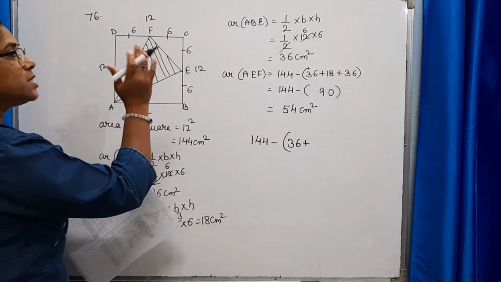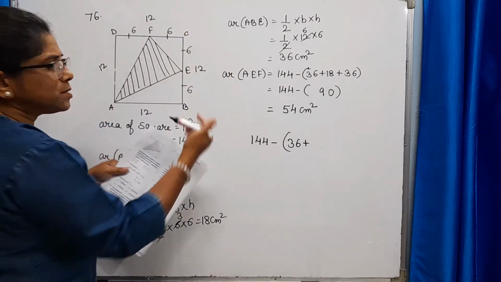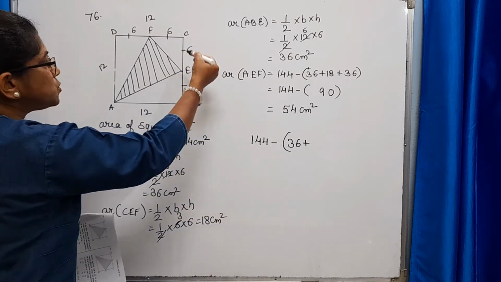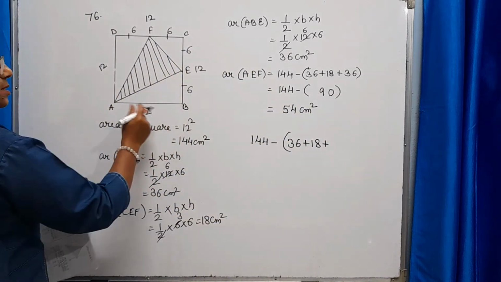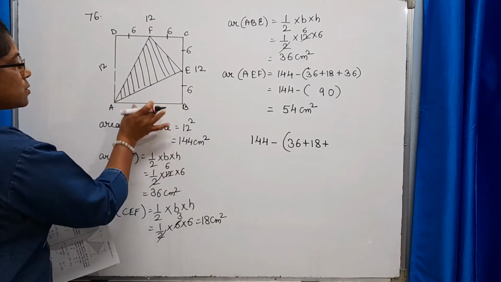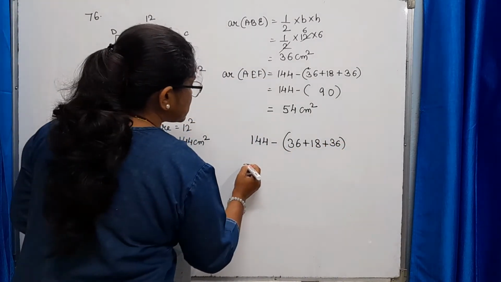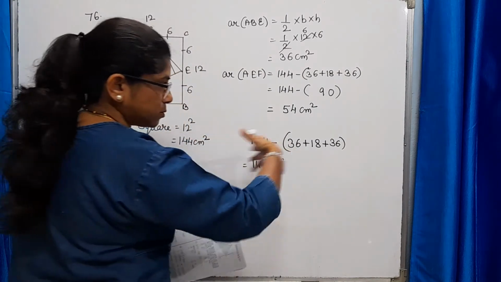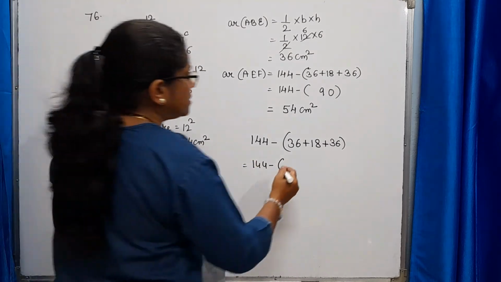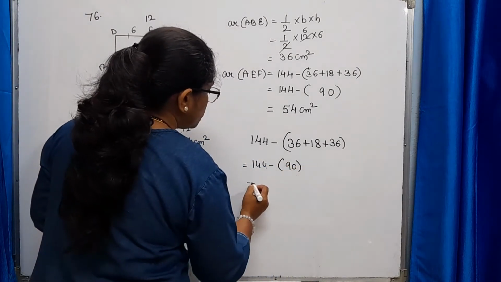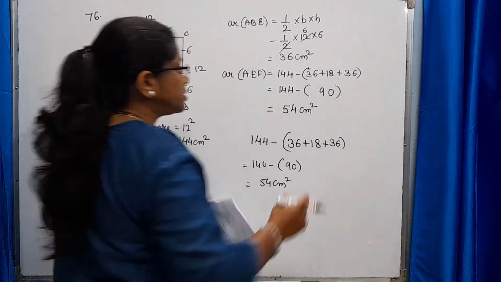Similarly, for this triangle, it's half base into height. Take half of one side, either of this 6 or this 6. Both the sides are 6 here. So 6 into 3, it's 18. And again 12 and 6, make half of one side, 6, 6 into 6 is 36. 144 minus, do the total of this, 36 plus 36 is 72, 72 plus 18 is 90. So 144 minus 90 is 54 centimeters square.